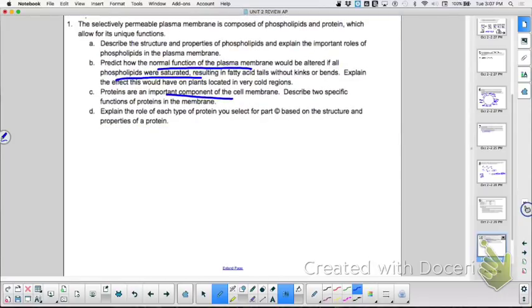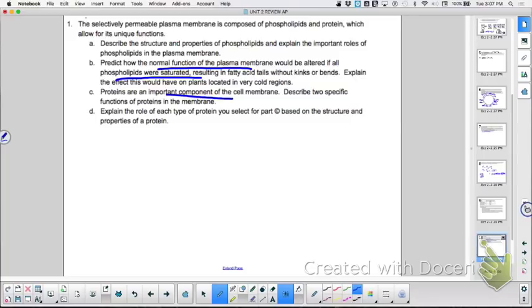Proteins are an important component of a cell membrane. Describe two specific functions of proteins in the membrane. Channels, carriers. Now, if on a test I tell you two different functions, channels and carriers both do the same thing, right? Okay, so some of you are still doing that kind of business. Stop, okay? I'm just talking about channels and carriers.